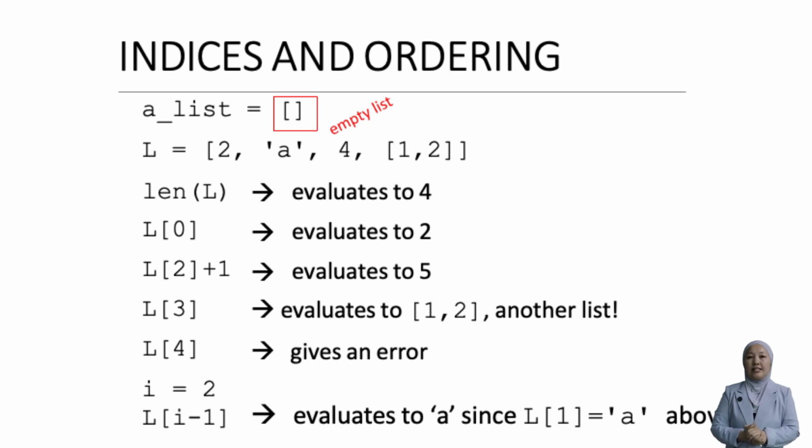Let's examine list indexing with the example L = [2, 1, [1, 2], 3]. len(L) is 4, L[0] is 2. You can perform operations. L[2] + 1 is 4 plus 1, which is 5. L[2] is the inner list, [1, 2]. Accessing L[4] is an error, index out of bounds. You can use variables as indices. If i = 2, then L[i-1] is 1. The ordering is preserved, and indexing follows the same zero-based rule as tuples and strings. The ability to store complex objects like other lists as elements is a powerful feature for building hierarchical data.